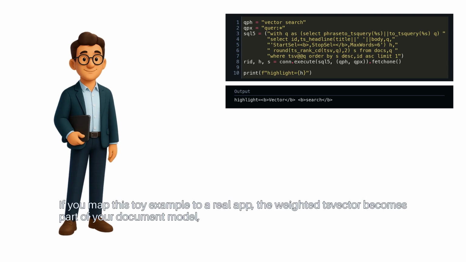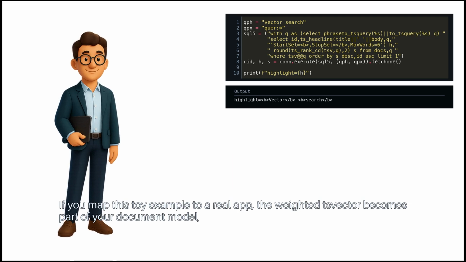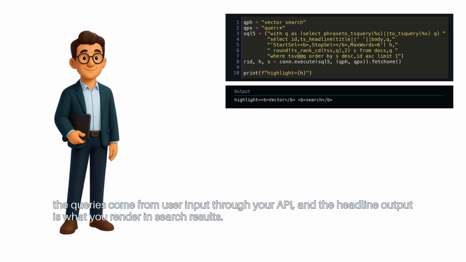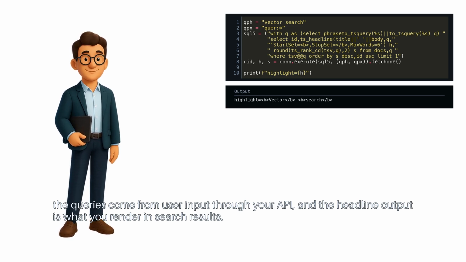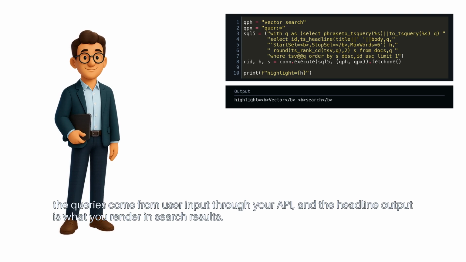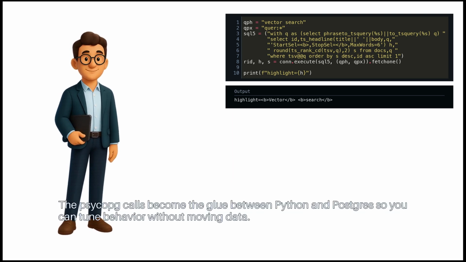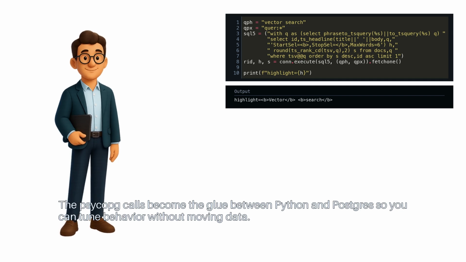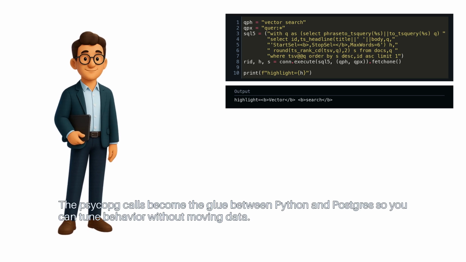If you map this toy example to a real app, the weighted tsvector becomes part of your document model. The queries come from user input through your API, and the headline output is what you render in search results. The psycopg calls become the glue between Python and Postgres, so you can tune behavior without moving data.